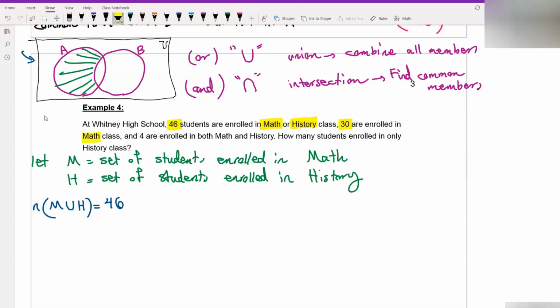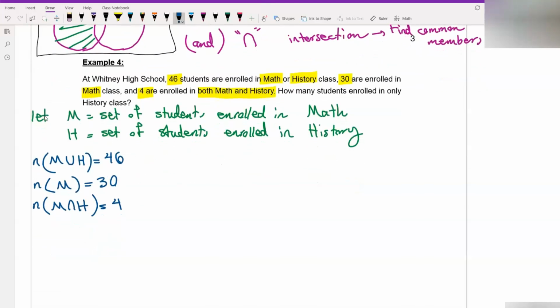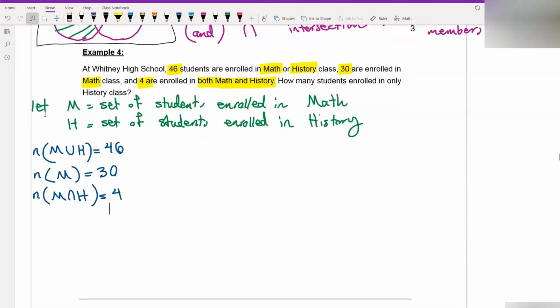They are enrolled in math and 4 in both math and history. The number of elements in math are 30, and for math and history, which is the intersection between these two, that is equal to 4. Now what is being asked is to find the students that are enrolled in only history class.